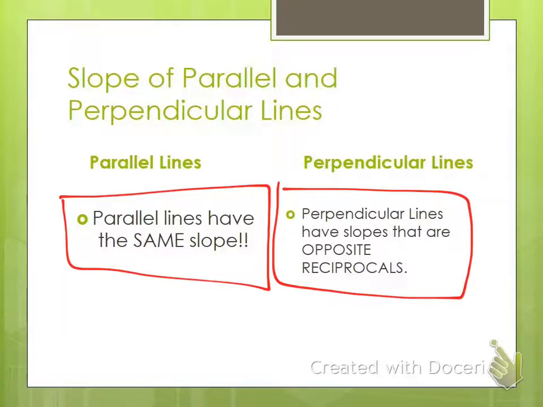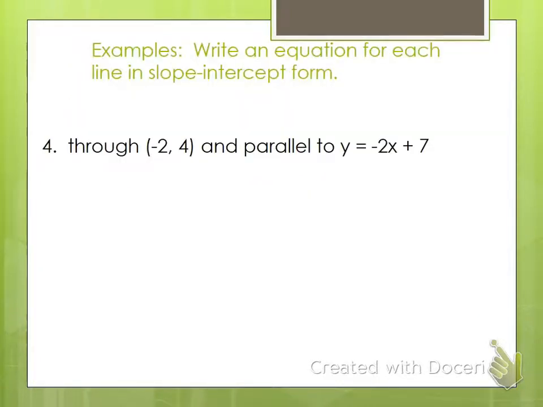And they are reciprocals at the same time, meaning that we write it as a fraction and then we have to flip it. So both of those things happen at the same time if the lines are perpendicular. All right, on example 4, we are writing an equation in slope-intercept form. So now we start paying attention to what form we want it in, meaning we should always read our directions.